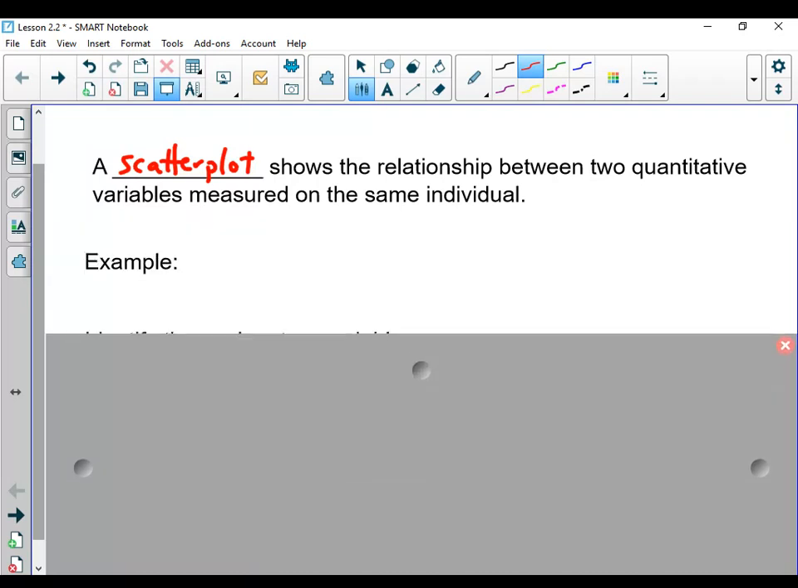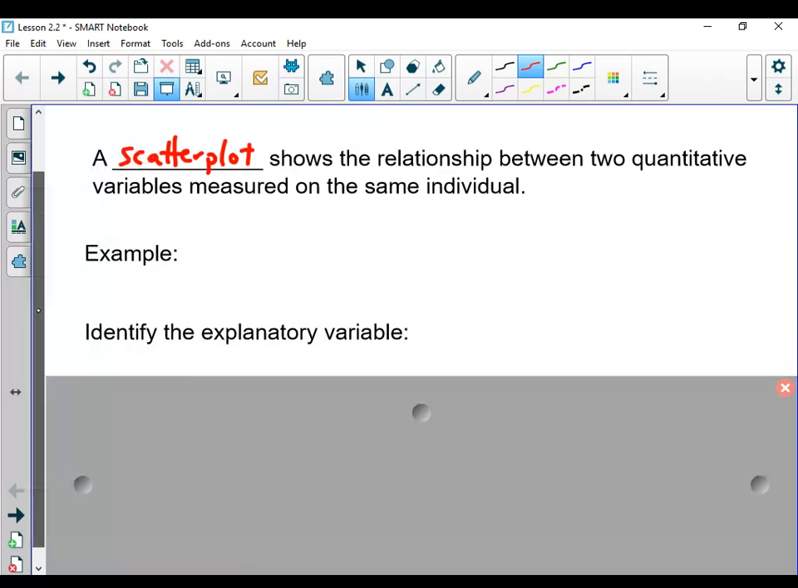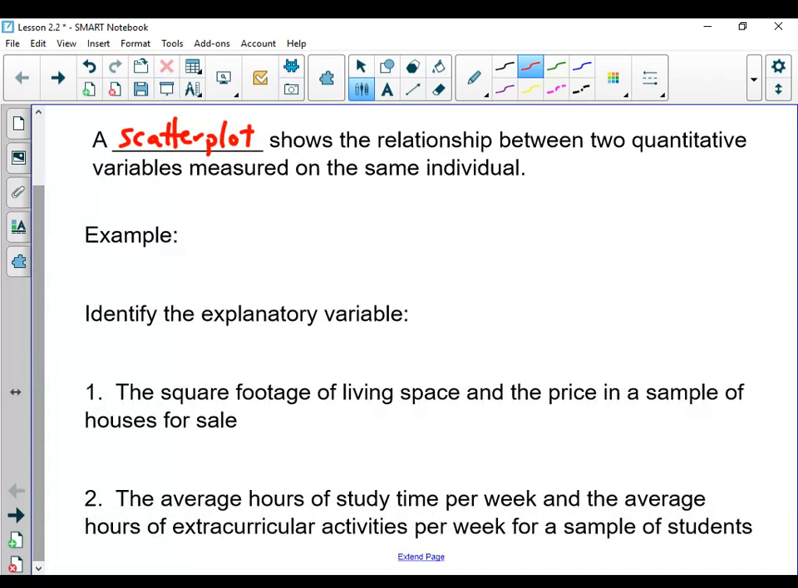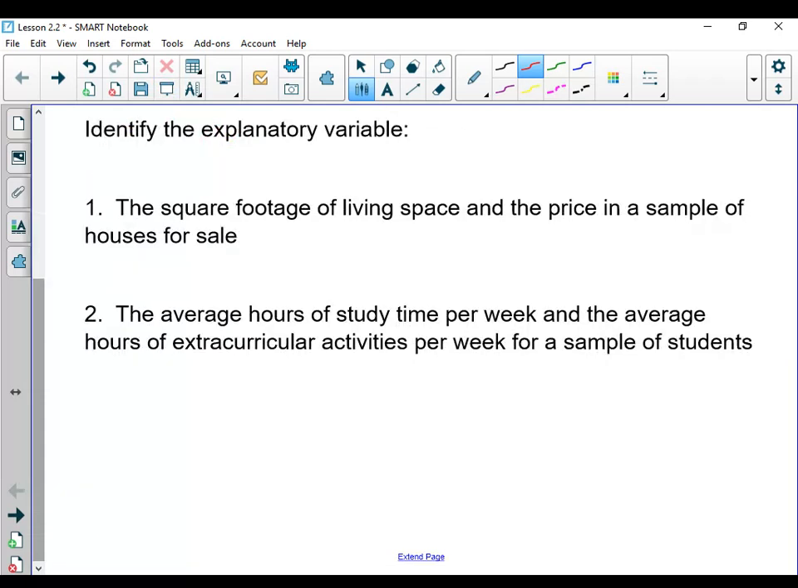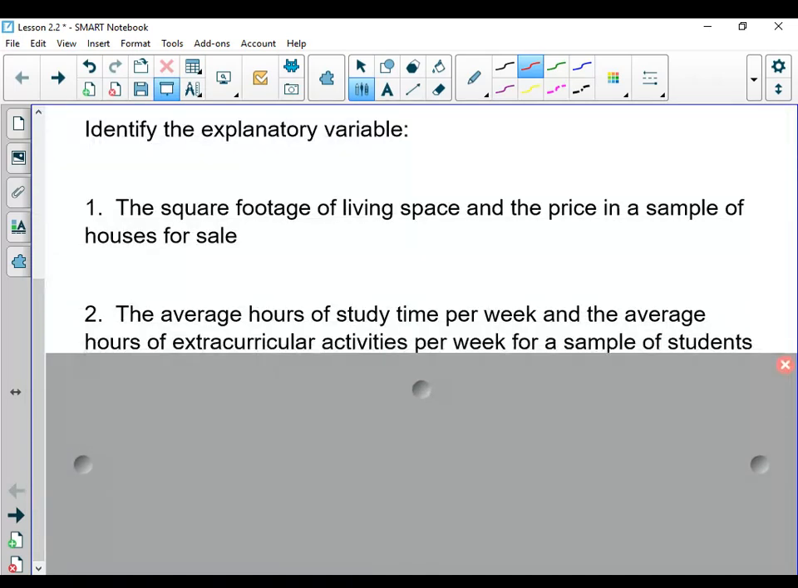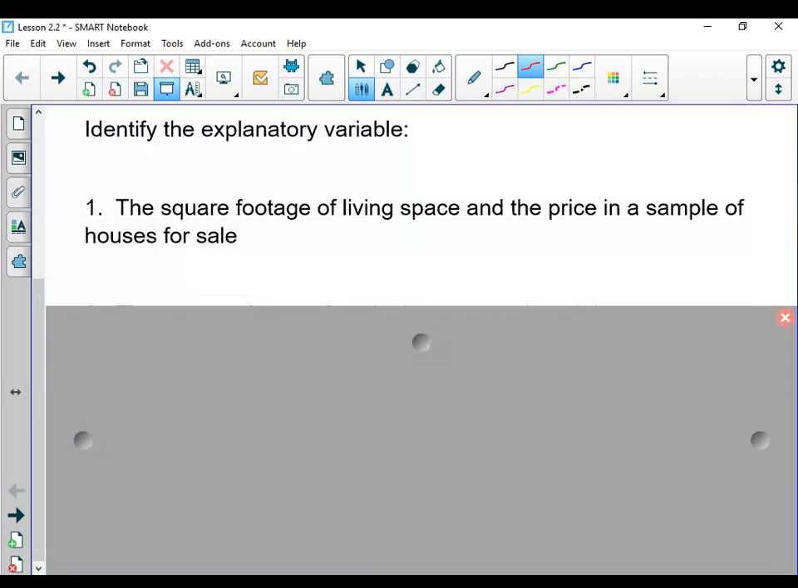Before we get to that part though, just like we did last time, knowing what the explanatory and the response variables are is going to be important. You had a couple problems on your homework that asked about explanatory variables, so just following up on that. If I gave you this example and I said, I'm going to look at the square footage of living space in a house and the price in a sample of houses for sale.